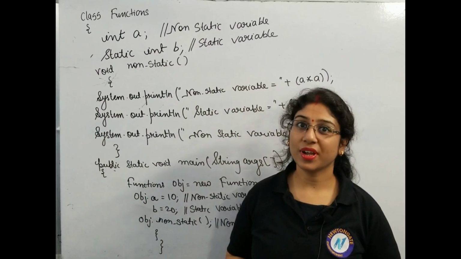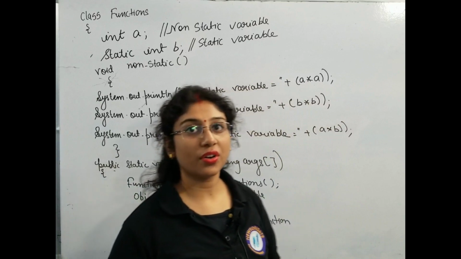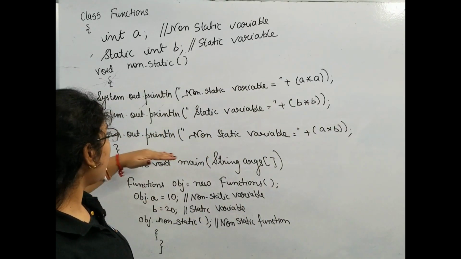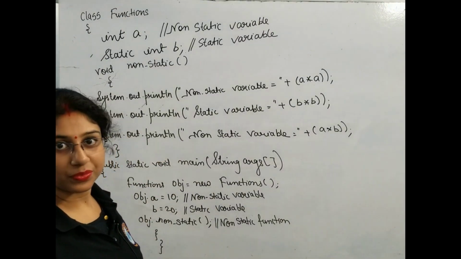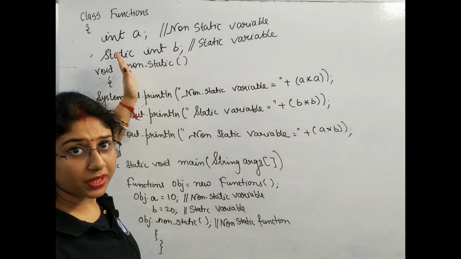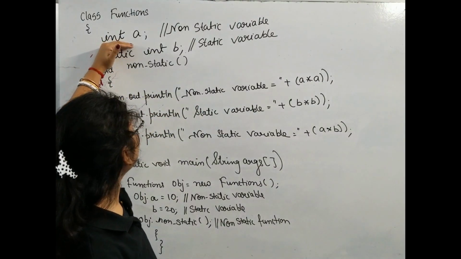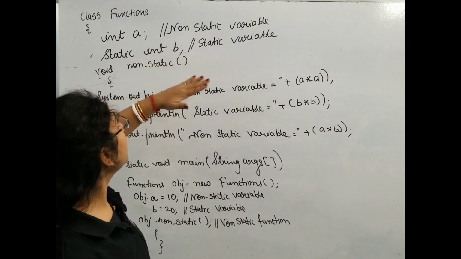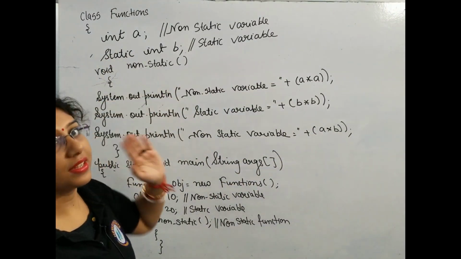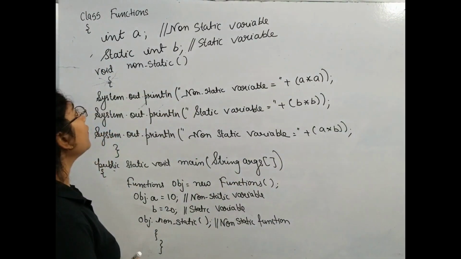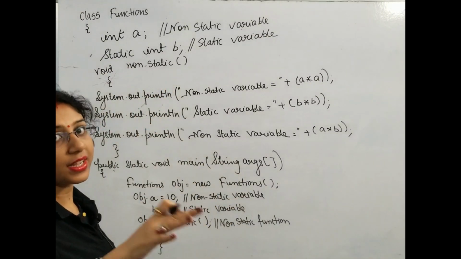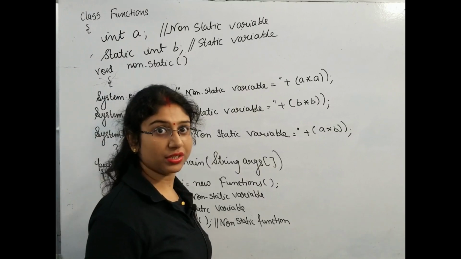In the following program we will see the concept of both static and non-static variables, but here I will discuss the non-static function. Just like in the previous code, we have int a and static int b. Here, a will be treated as a non-static variable, and b will be treated as a static variable. Now here I have created one function. Its name is non-static. As you can see, there is no static keyword, so it's a non-static function. Clear?